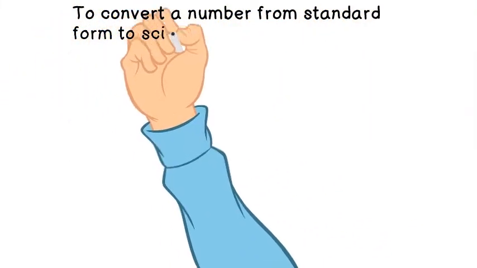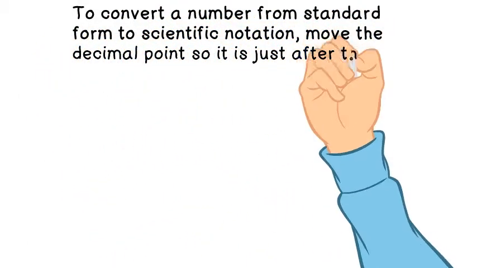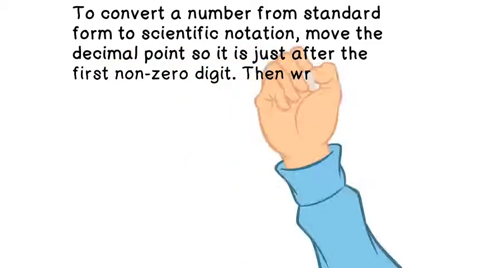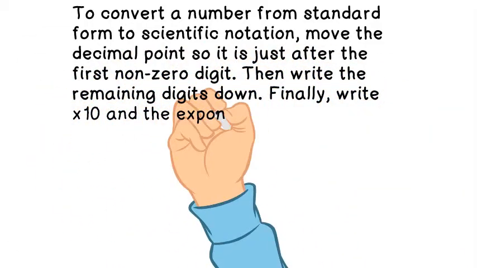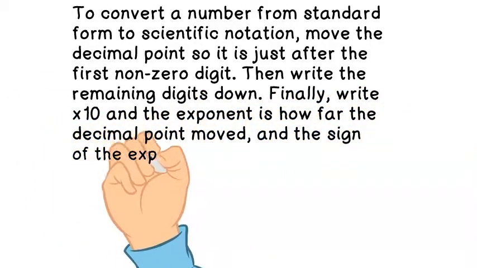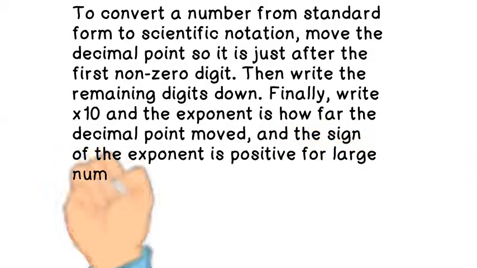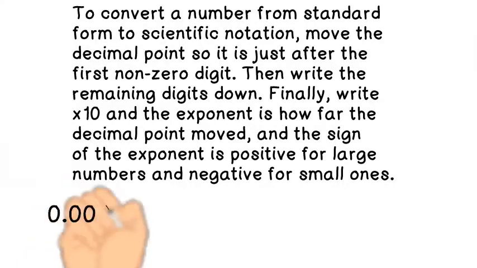To convert a number from standard form to scientific notation, we're going to move the decimal point so it's just after the first non-zero digit. Then we're going to write the remaining digits down. Finally, write a times 10, and the exponent is how far the decimal point moved, and the sign of the exponent is positive for large numbers and negative for small ones.